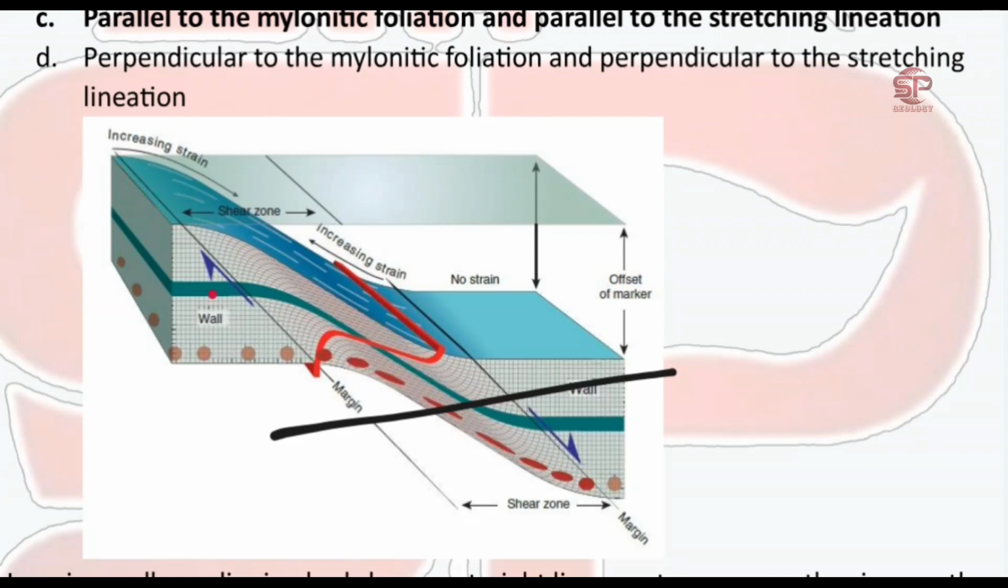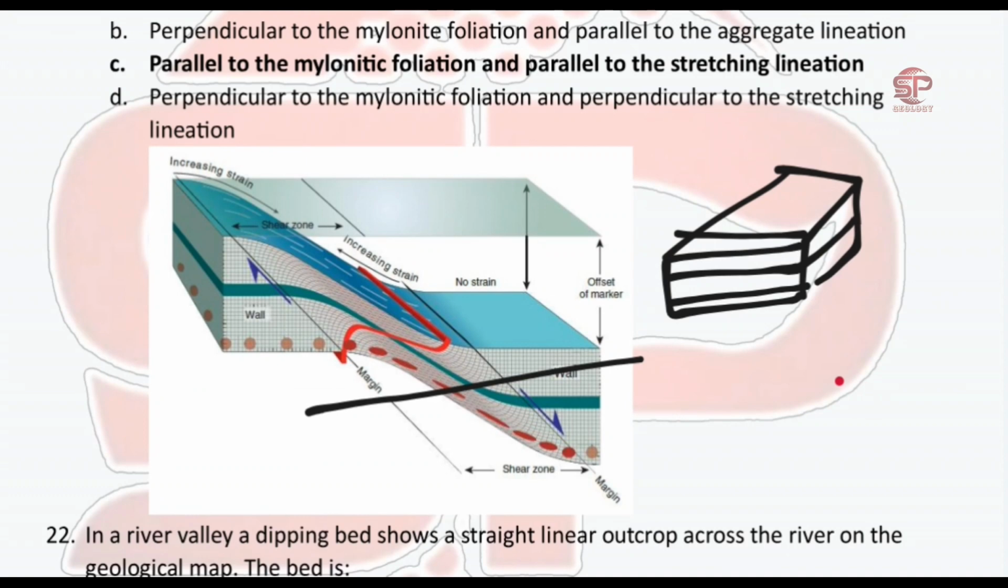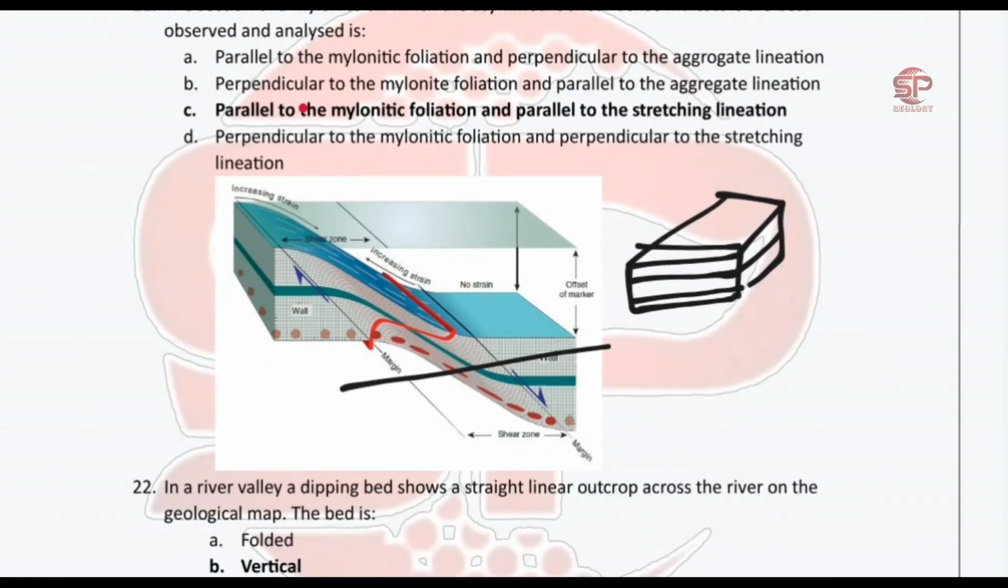Similarly, in case of foliation, you have to take a section perpendicular to the foliation. So, if there is a foliation structure like this, you will have to take a perpendicular section to see the foliation or to see the changes or asymmetry within the foliation structure. So, in a mylonite foliation, you have to take a perpendicular section, and in a lineation case, you will take the parallel. So the answer will be here. This will change to perpendicular to the mylonite foliation and parallel to the aggregate lineation.